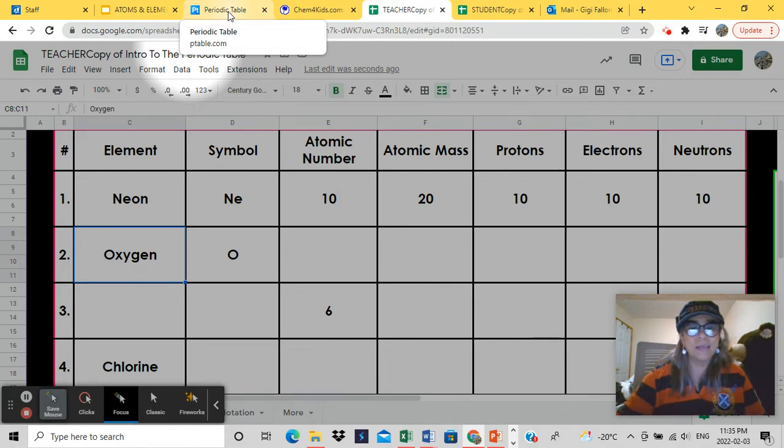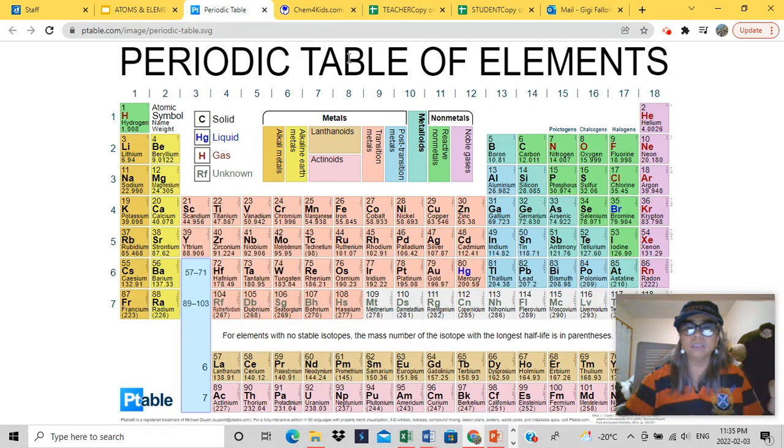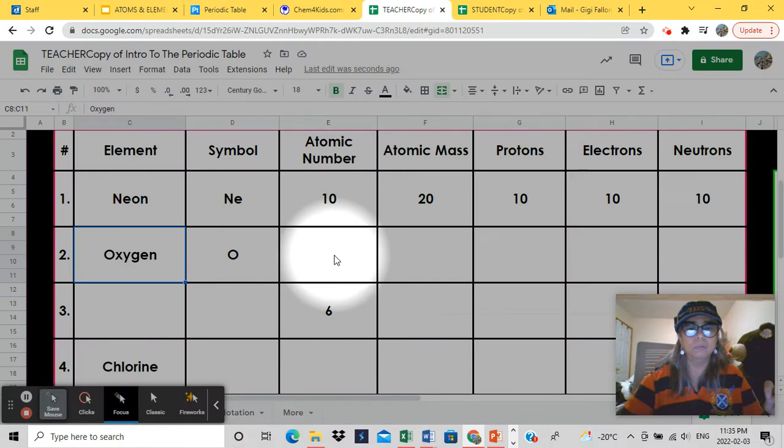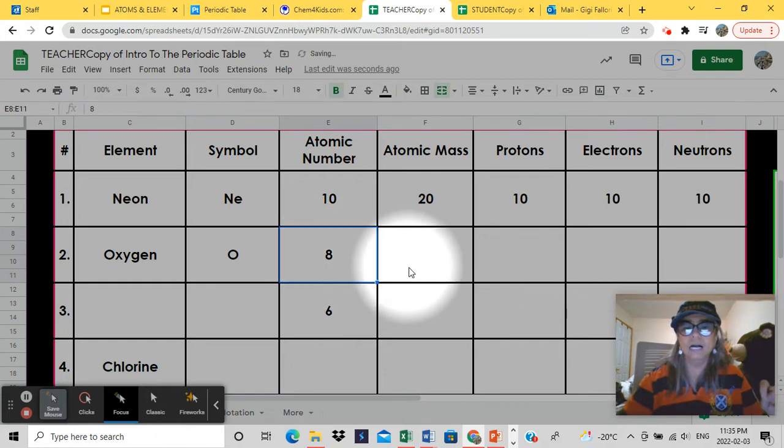So atomic number. Hmm. Atomic number. Where again is that? There you go. It is 8, right? So type down 8. 8, enter. Atomic mass. How heavy is the element?